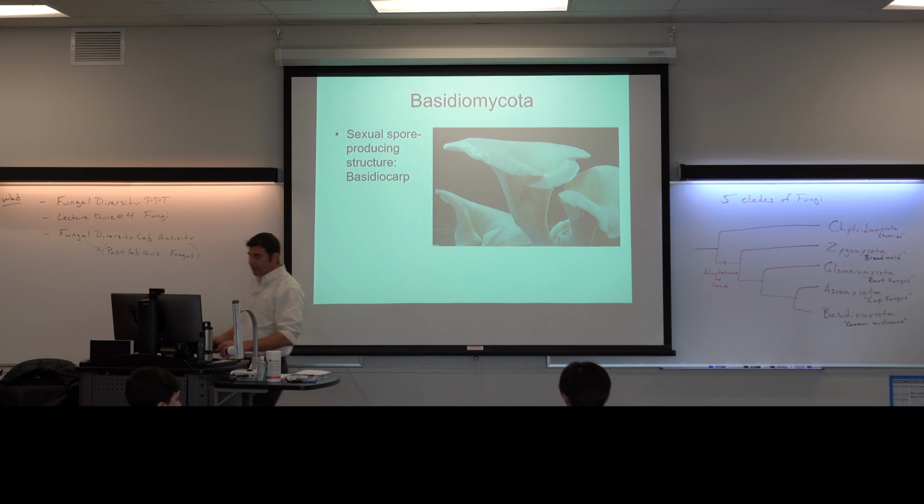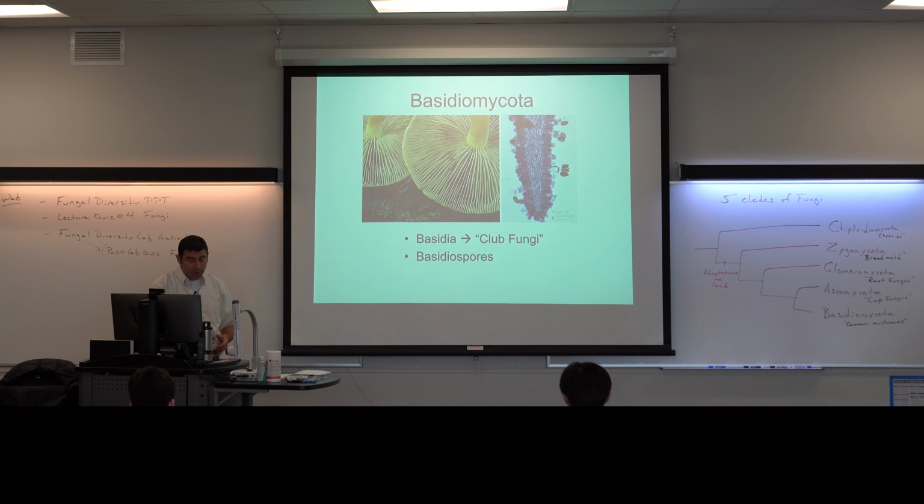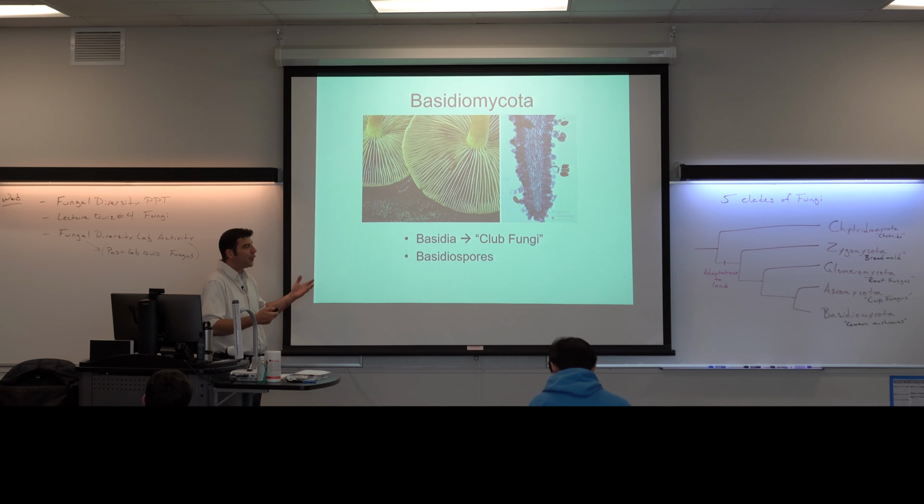But if we look closely at that Basidiocarp, you can see those gills on the underside. If we could pluck out just one of those individual gills and put it underneath the microscope and look closely, what we might see is a single cell that's kind of club-shaped. That club-shaped cell is called a Basidia. It's where this group gets its name, club fungus. That's supposed to look like a club, this Basidia.